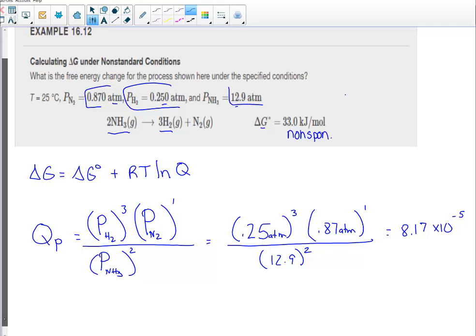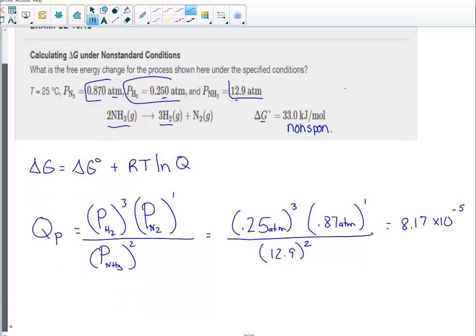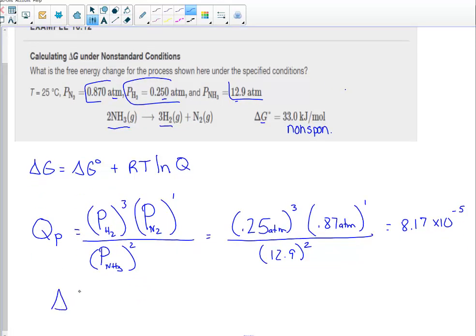All right, we have Q. We're being asked to solve for delta G at the non-standard state. So delta G, this is the non-standard state value, is equal to the delta G of the standard state, which was given to us, 33.0, and that's in kilojoules per mole. So that's delta G of the standard state. I'm going to write SS, delta G standard state, and you know that's standard because it has that little subscript naught after it.